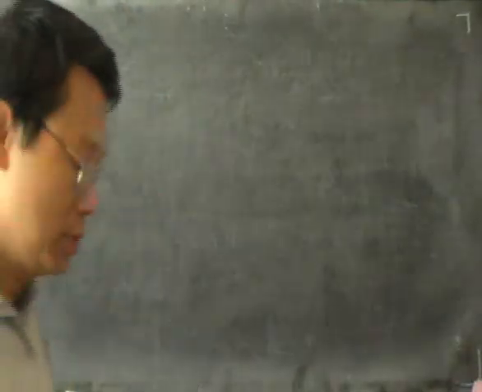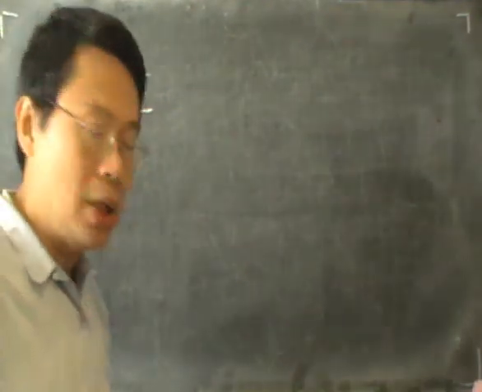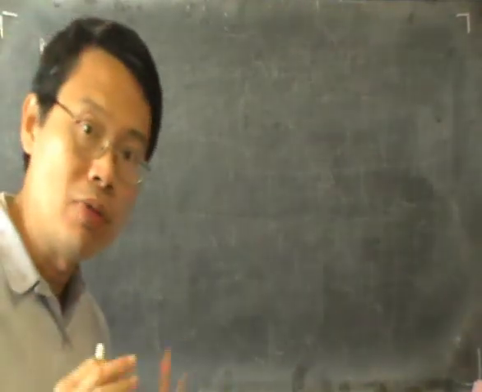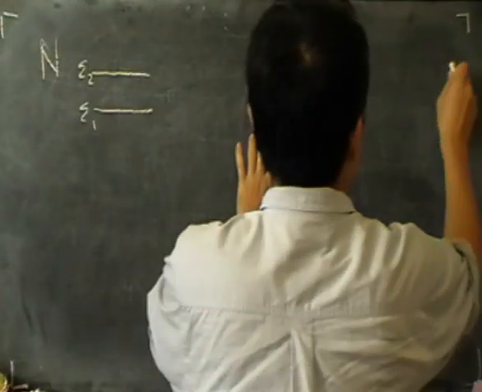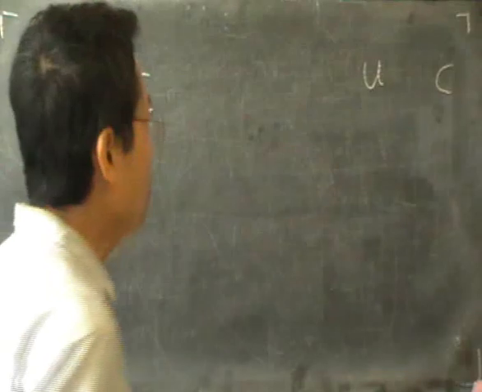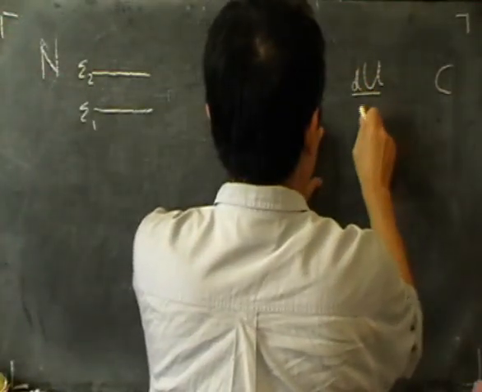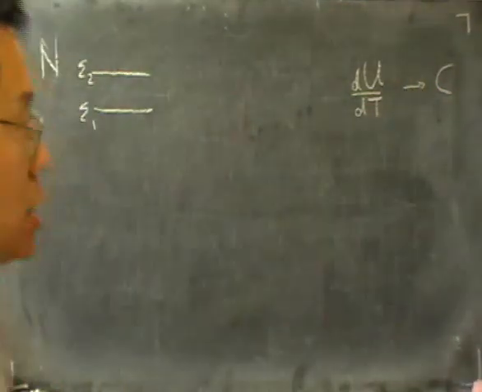Let me start with a simple system that has N particles and just two energy levels, E1 and E2. The idea is to eventually be able to calculate the heat capacity of this system. And to calculate the heat capacity, we must first find the total energy, because from the total energy, the rate of change with respect to temperature is just the heat capacity.